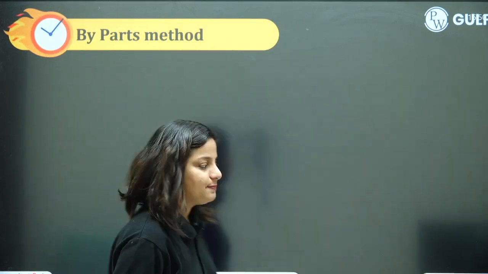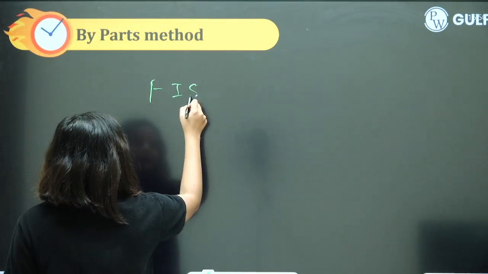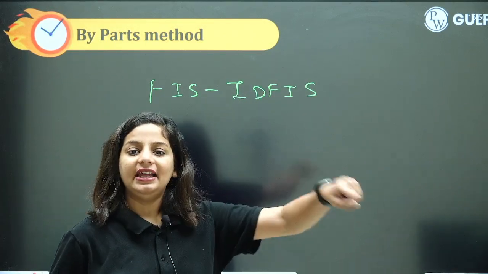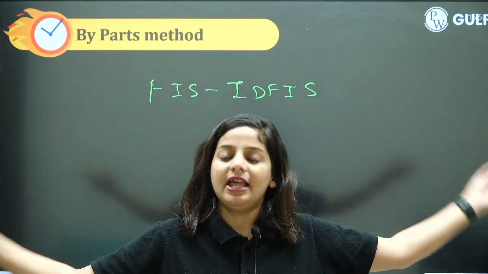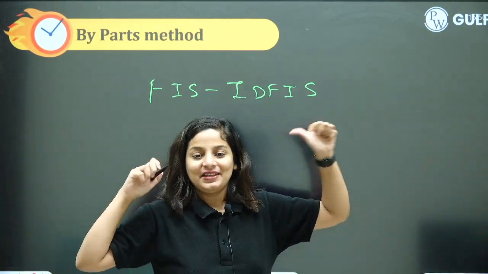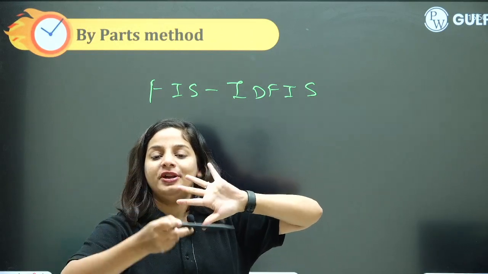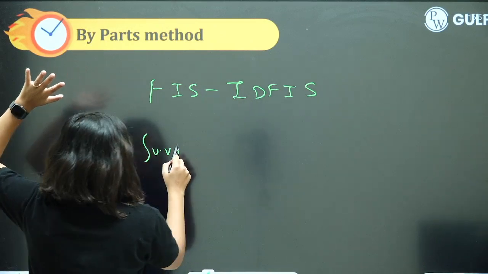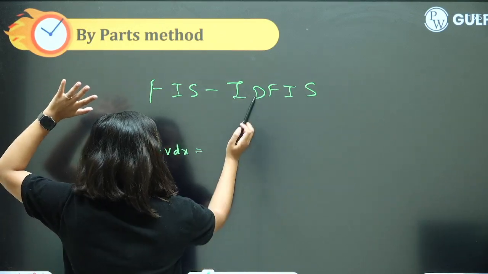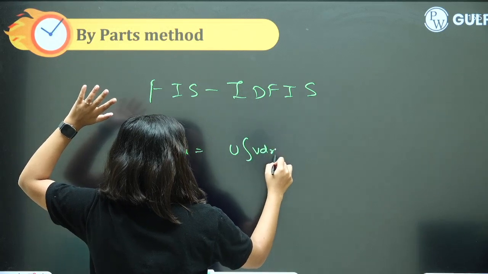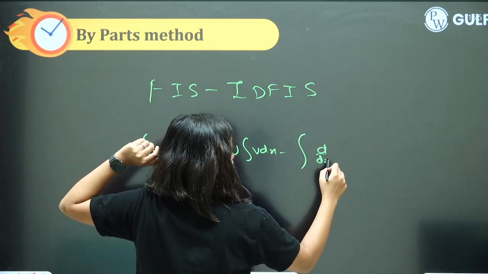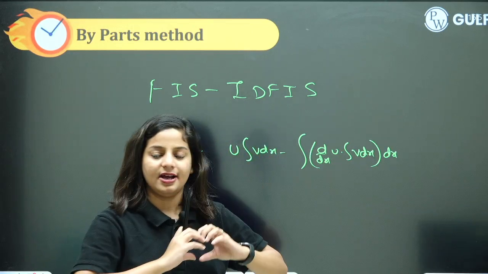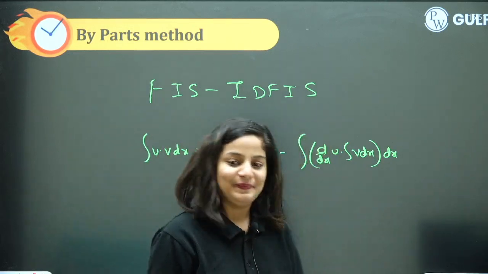The last one is by parts with ILATE. Follow the ILATE rule. I late, you late, we all late. ILATE: Inverse, logarithmic, algebraic, trigonometric and exponential. First term, integral second term, minus integral derivative of first term, integration of second term. How many of you all remember? Very good. That's what.